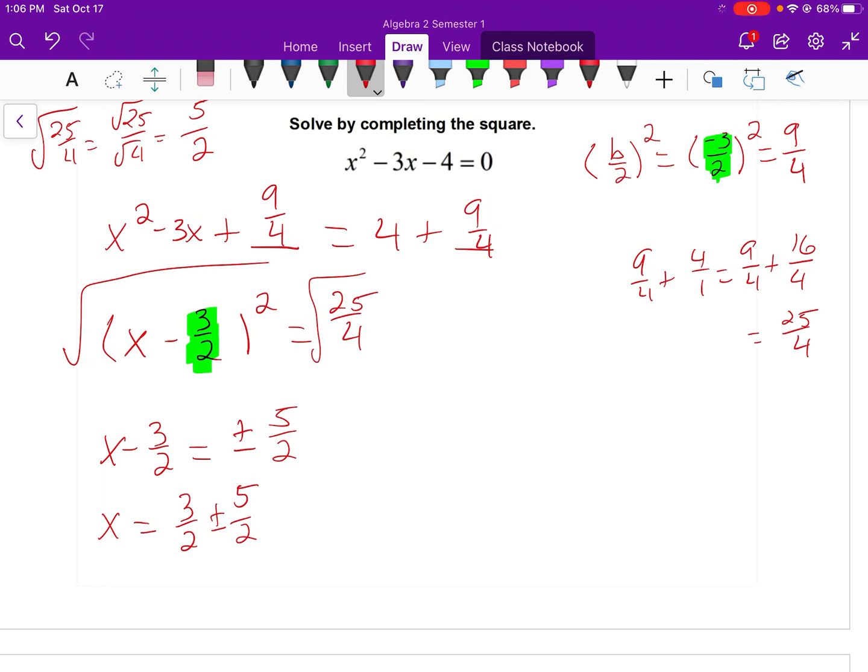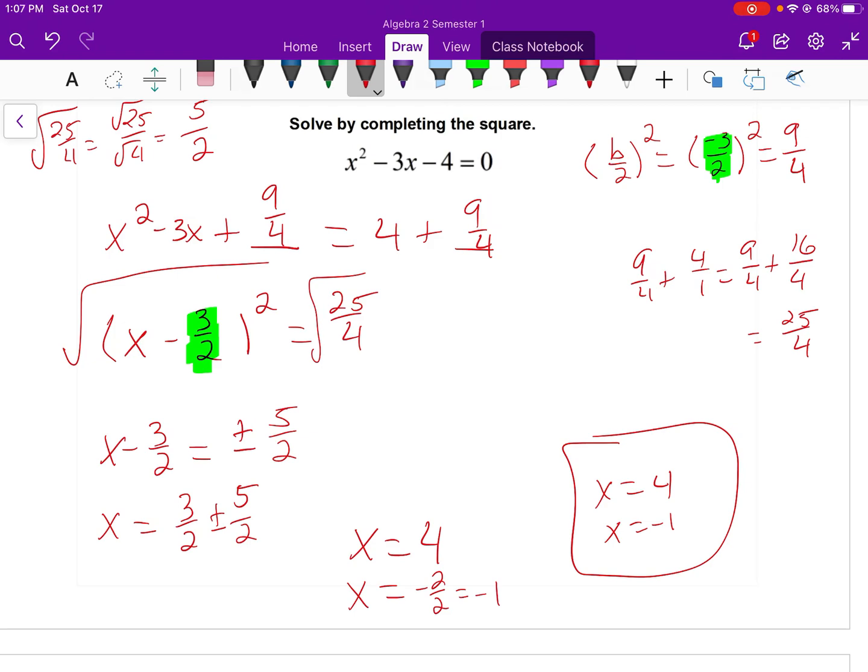Okay, and those are not whole numbers, but we can add those up. 3/2 plus 5/2, that's 8/2, or 4. 3/2 minus 5/2, that's negative 2/2, which is negative 1. So we got an answer of x is equal to 4, x is equal to negative 1.